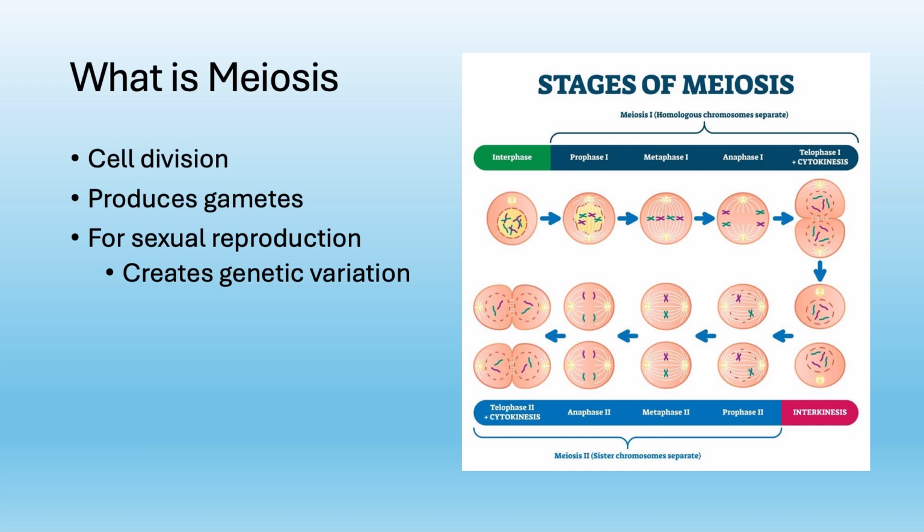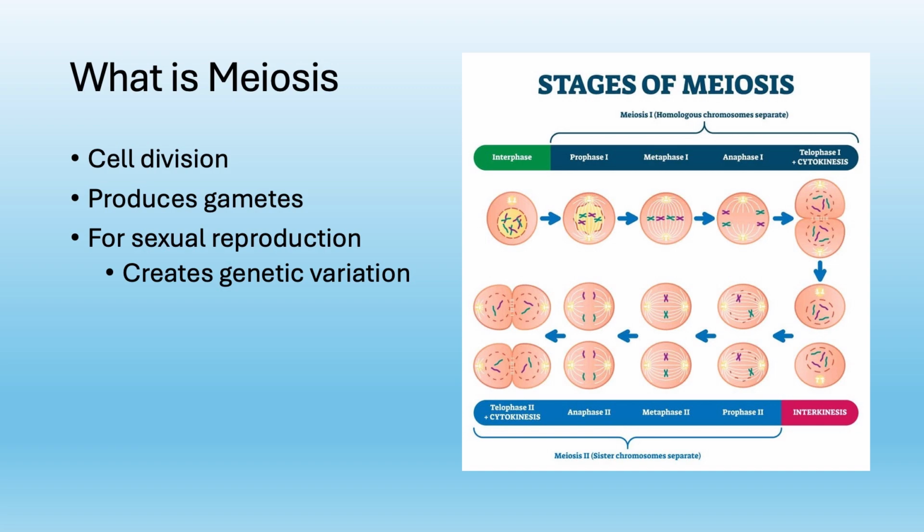Meiosis is a type of cell division used to produce gametes, which are the sex cells such as sperm and egg cells in animals, and pollen and ovules in plants. The main purpose of meiosis is to produce gametes, which allow sexual reproduction to occur, and to create genetic variation in the offspring. You can see the different stages of meiosis in the diagram, but you don't have to know too much detail in GCSE.